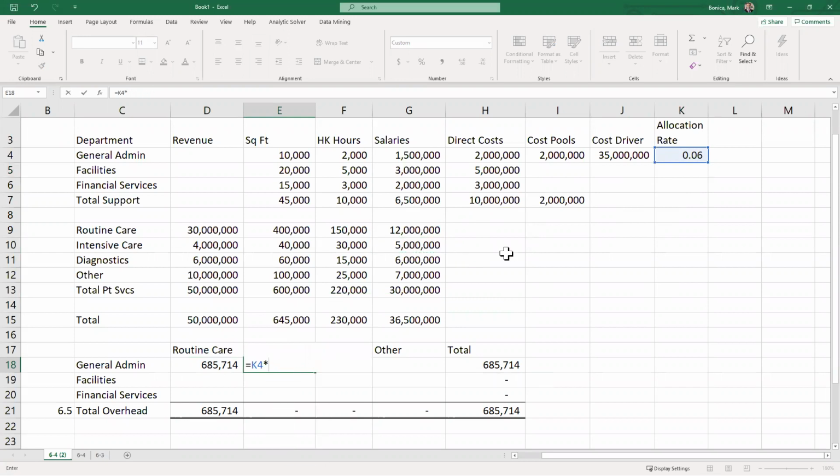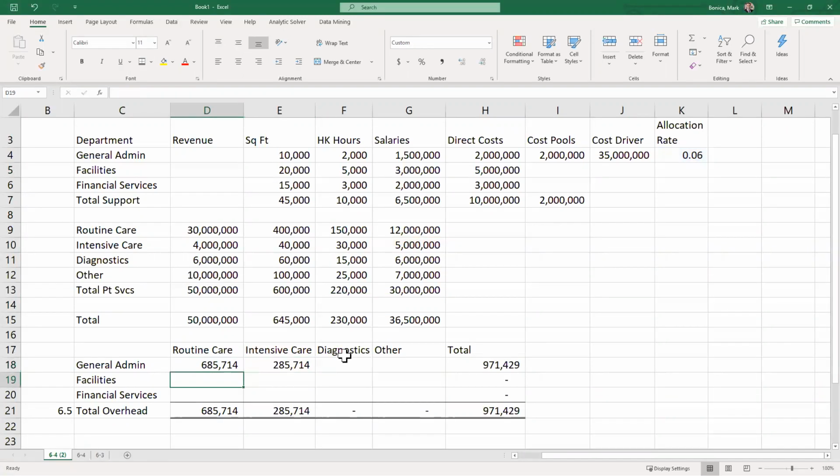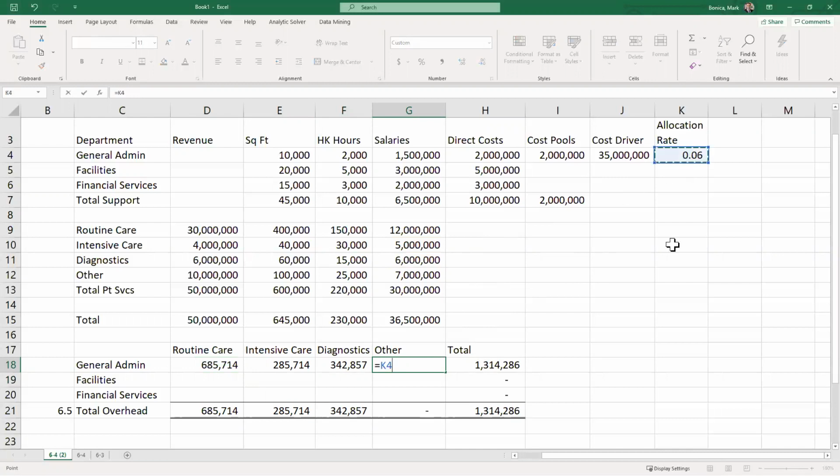Times $5 million for intensive care. There we go. 6 cents per dollar times 6 million for diagnostics. And then finally, 6 cents per dollar of salaries times 7 million in salaries.